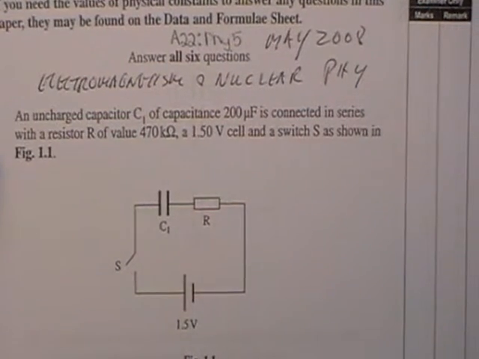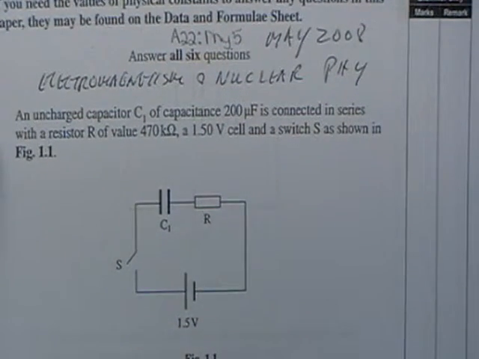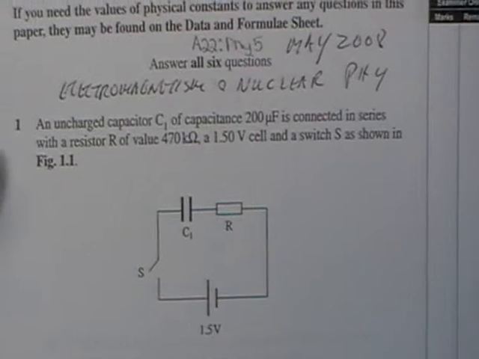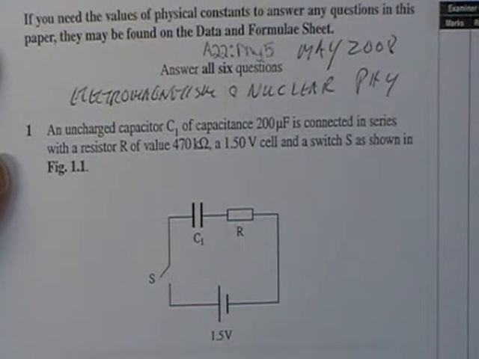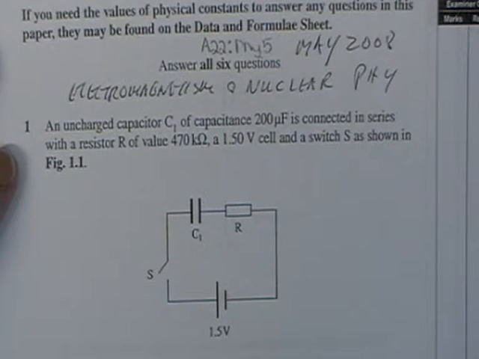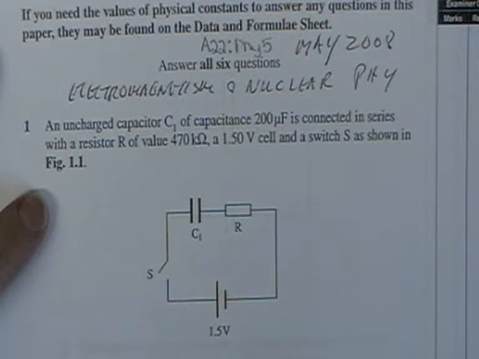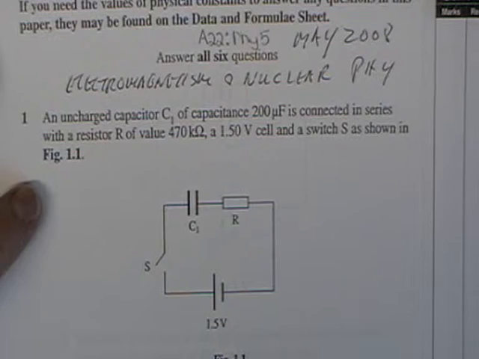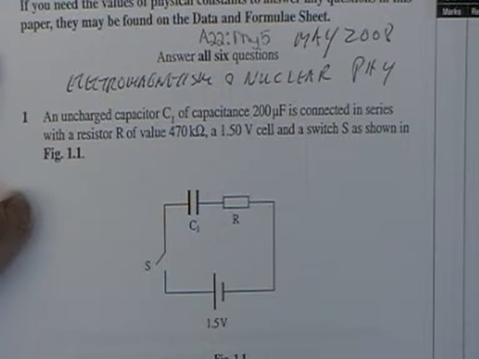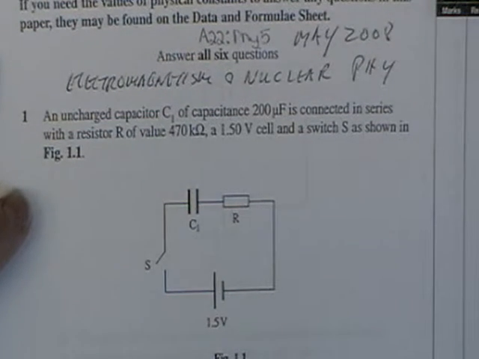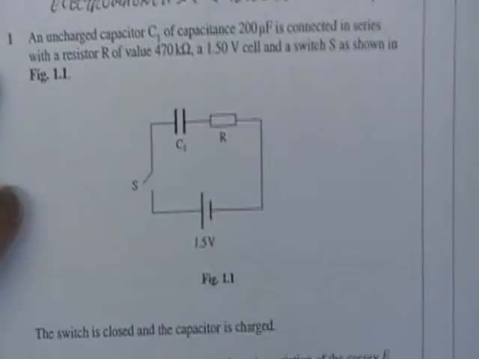The next question is May 2008, question 1. Again, it's a capacitor question, and it's from A2 physics 5. An uncharged capacitor C1 of capacitance 200 microfarads is connected in series with a resistor of value 470 kilo ohms. A 1.5 volt cell and a switch S is shown in figure 1.1. The switch is closed and the capacitor is charged.